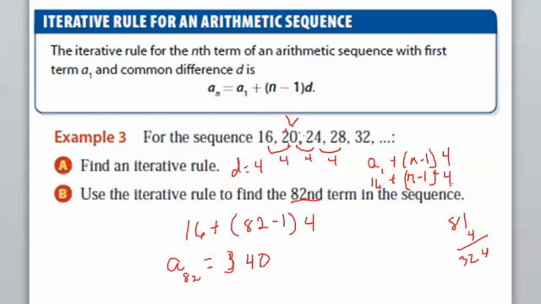Now, there are several problems in the book you need to be looking at. Make certain you're working those problems. Make certain you understand how they're done, because that's what the quiz is going to be over today. Make certain you're getting that done.